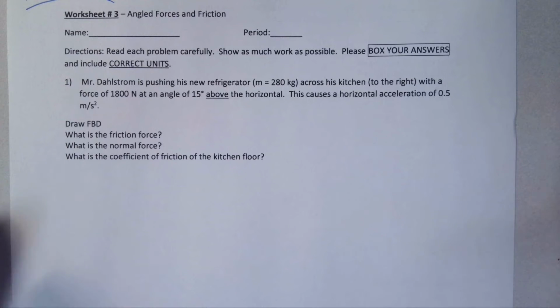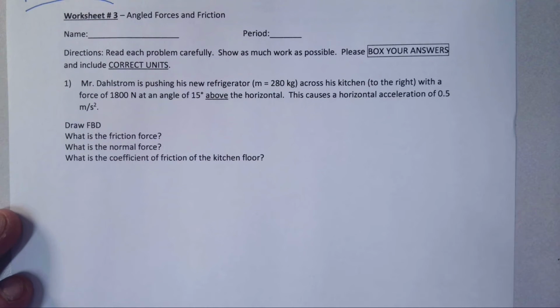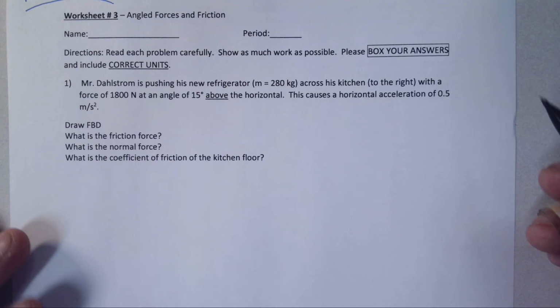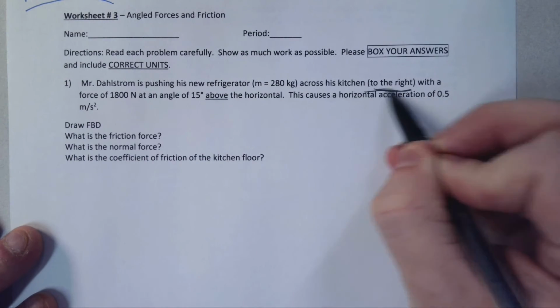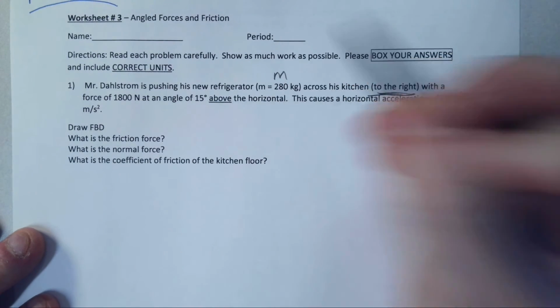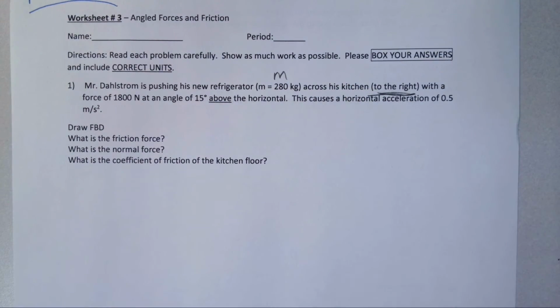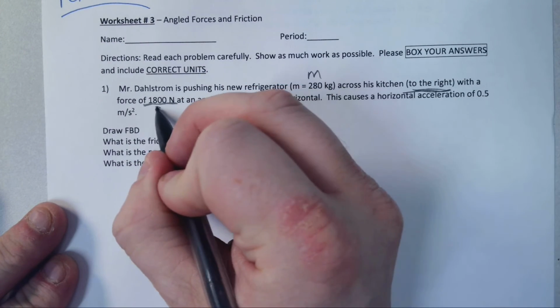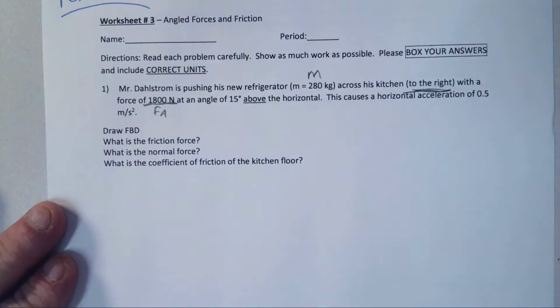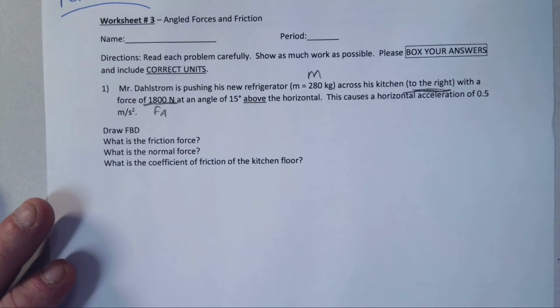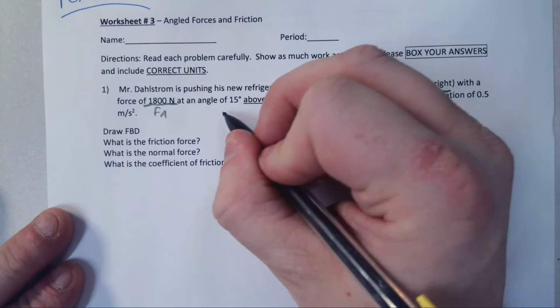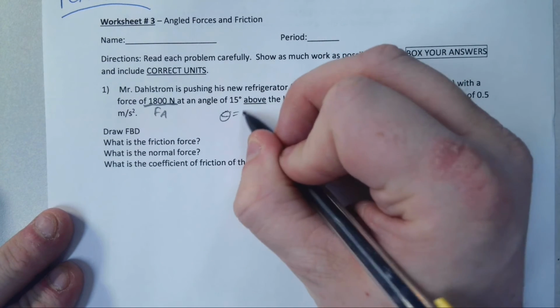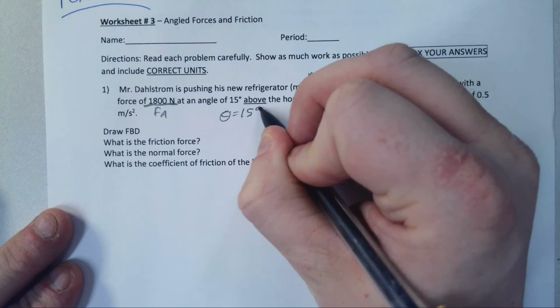Okay, look here. Mr. Dahlstrom is pushing his new refrigerator, mass of 280 kilograms, across this kitchen to the right. So we're pushing it this way. That is the mass. With a force of 1,800 newtons, so we can call that, since it's not one of the main ones, the generic applied force, at an angle of 15 degrees above the horizontal. So 15 degrees is theta.